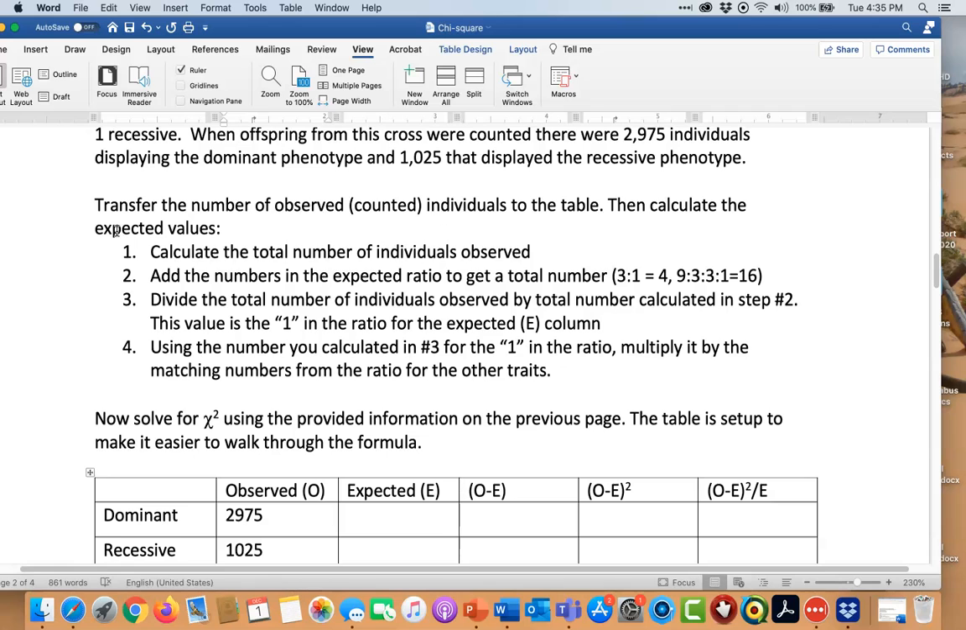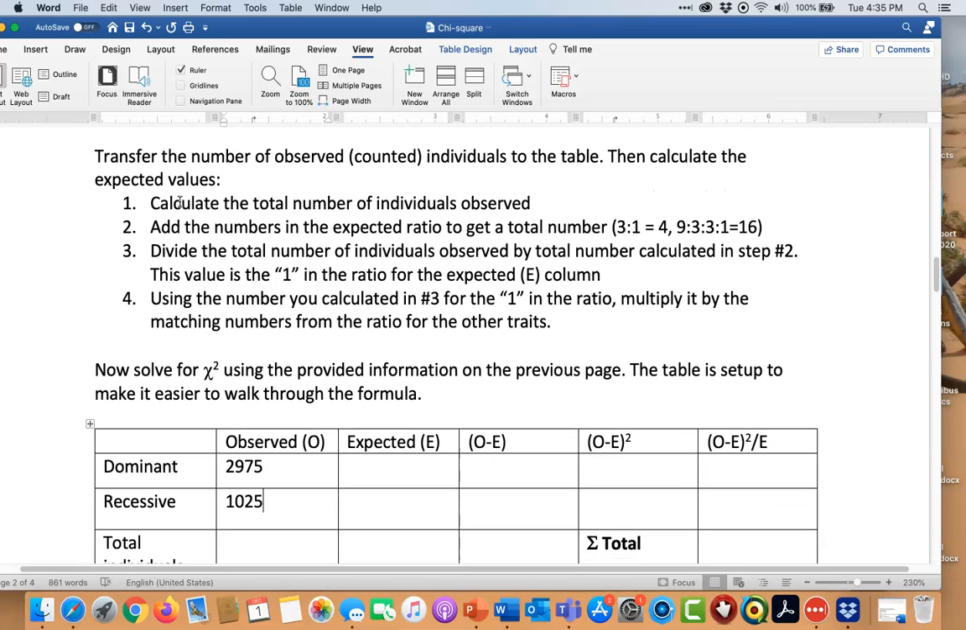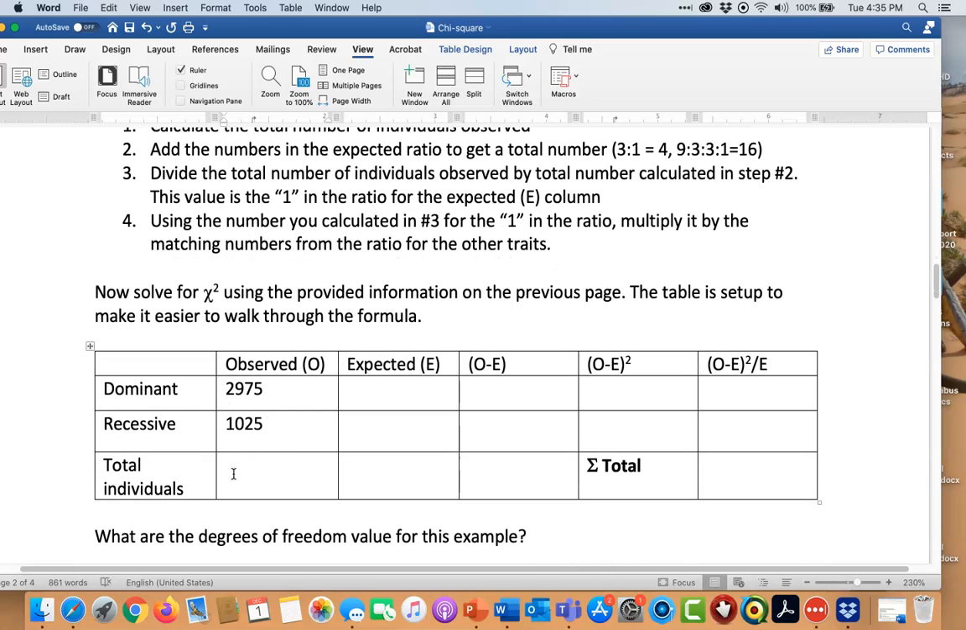So now to calculate the expected values, we're going to calculate the total number of individuals observed. So in this case, it's 4,000. It comes out to a nice round number.